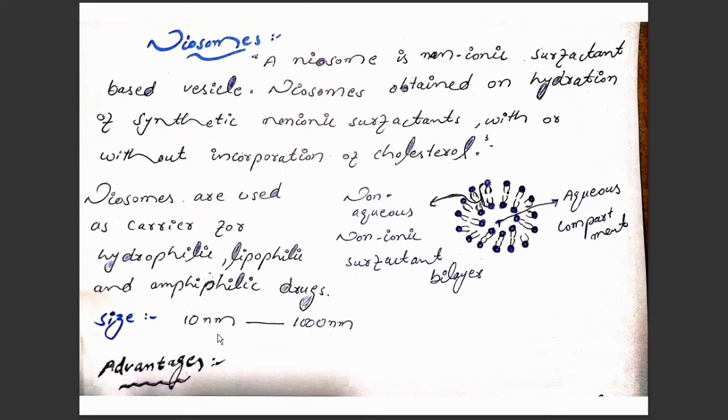The size of the Niosome is from 10 nanometers to 1000 nanometers. In the Niosome, the central area is the aqueous compartment. Here we can incorporate the water soluble drug, and this area is called the non-aqueous non-ionic surfactant bilayer. So here we can incorporate the lipid soluble drug.